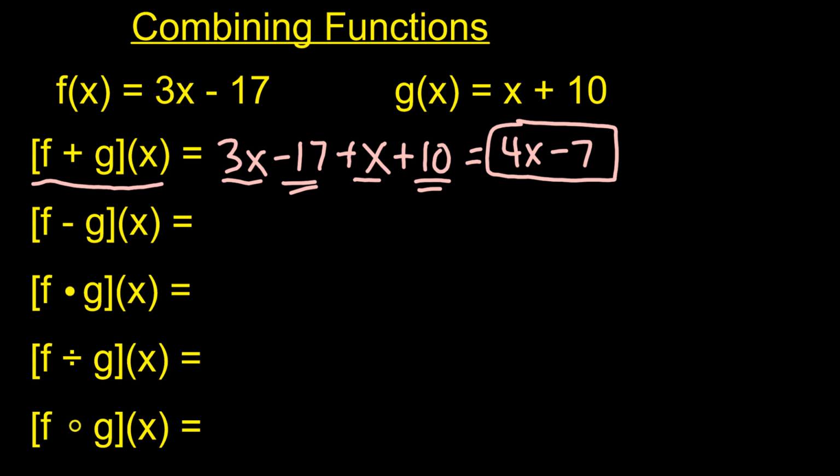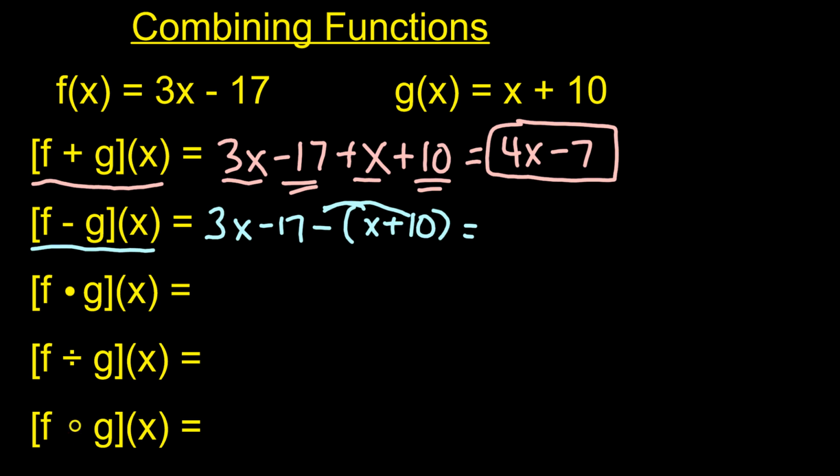So for subtracting, it's really the same idea. We're going to take f of x minus g of x. So this one here, f minus g of x, that's just telling us subtract the two functions. So we've got 3x minus 17, and then minus g of x, which is x plus 10. Now I'm going to be careful. When I subtract these functions, I need to make sure that I put the one in parentheses, because all of this stuff is getting subtracted. So the negative applies to both things inside the parentheses. So we got 3x minus x is 2x, and then negative 17 minus 10 is minus 27.